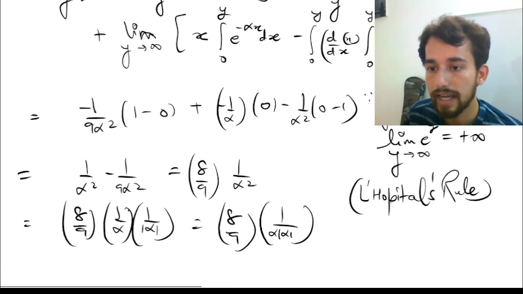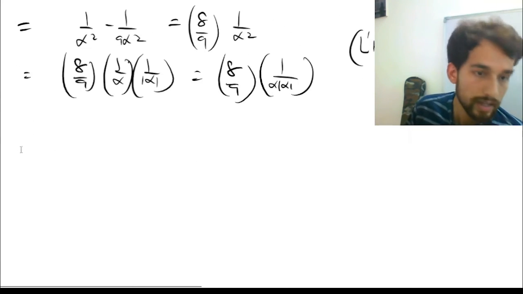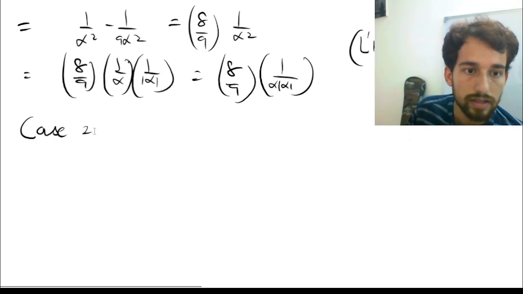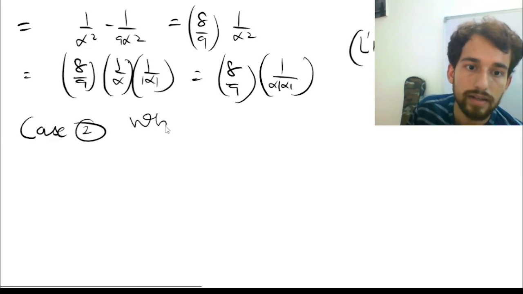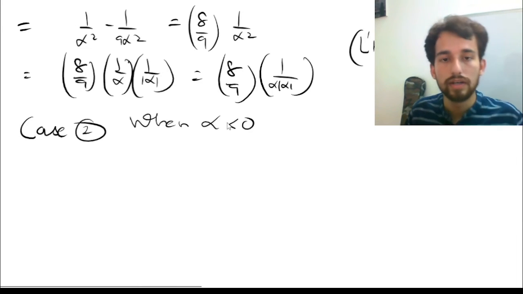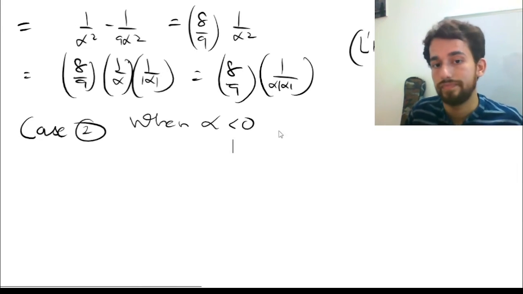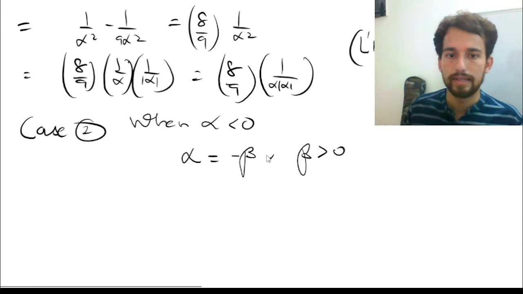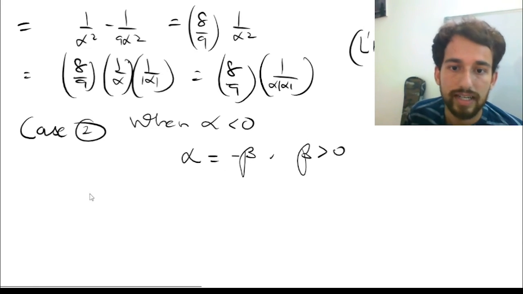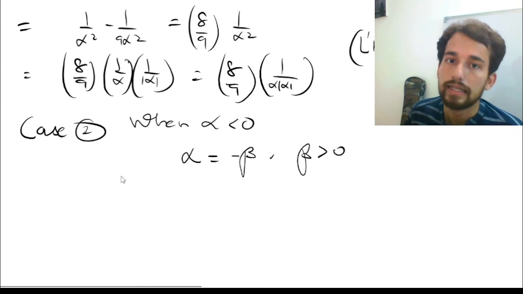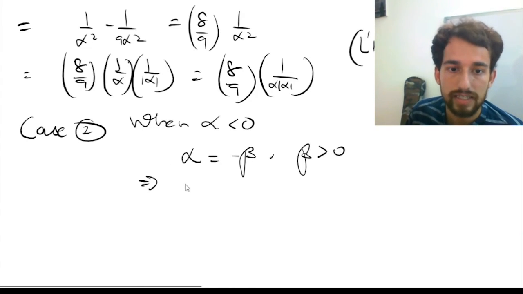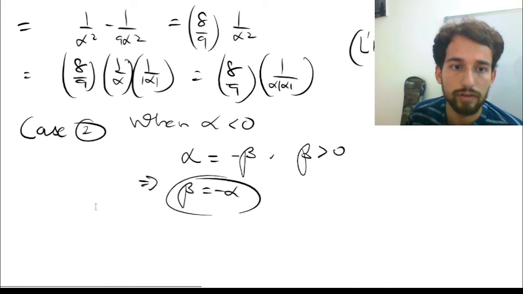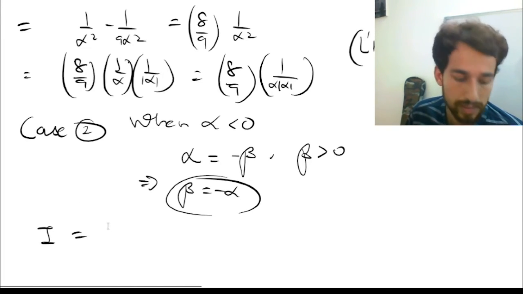Now the second case, I left it to you to solve further. In case 2, when alpha is negative, what you can do is replace alpha by minus beta, where this beta is positive. In that particular case, you can solve the whole expression, and when you replace the value of beta by minus alpha, this implies beta is minus alpha. At the end, when you replace the value in the second case, you are going to get this one.